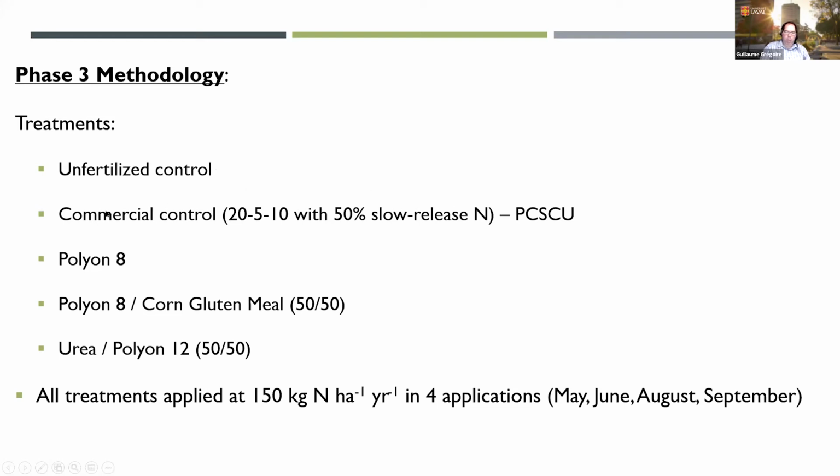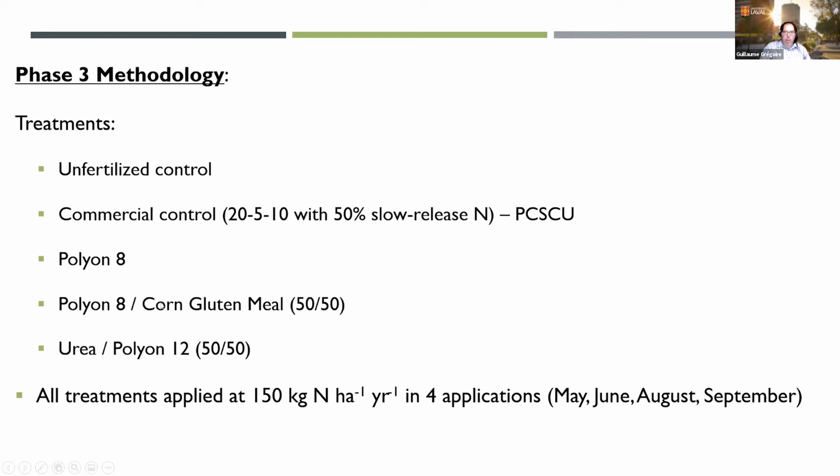We have what we call a commercial control, which is, I would say, a typical fertilizer that is used by lawn care companies right now in Quebec City. So it's a 25-10 with 50% slow release N. We add the Polyon 8 treatment, which performed pretty well in our previous trial. So basically that's 100% slow release N, polymer coated urea that will release over an 8-week period. So that's what the 8 means.